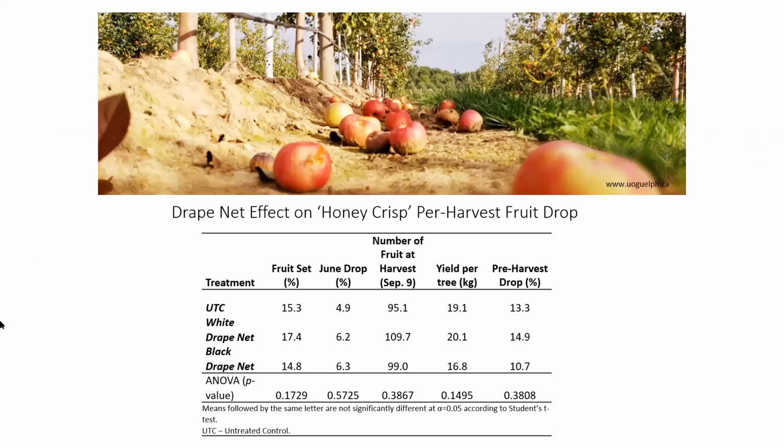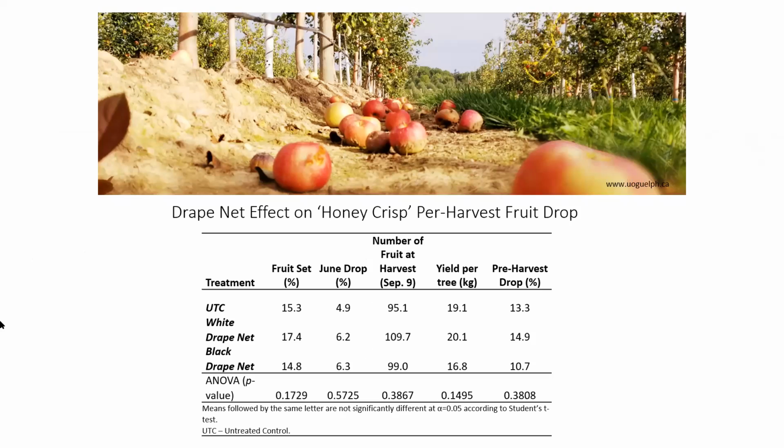As I mentioned earlier, we observed fruit and counted many times during the season to be able to accurately present June drop and pre-harvest fruit drop. And what we found is that protective netting did not have an influence on either June drop or pre-harvest fruit drop.